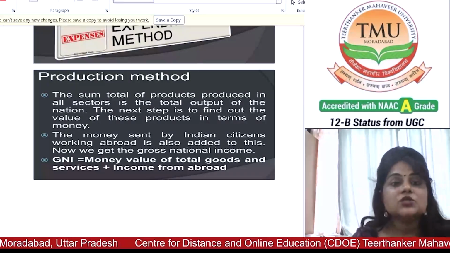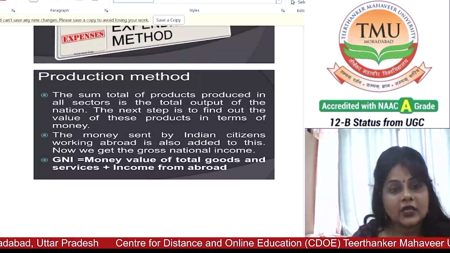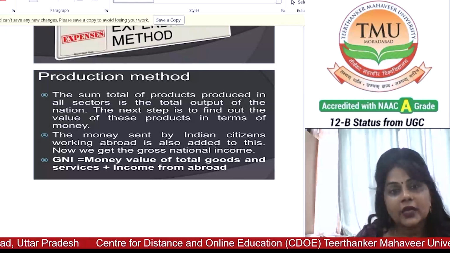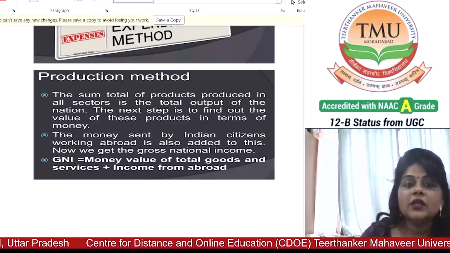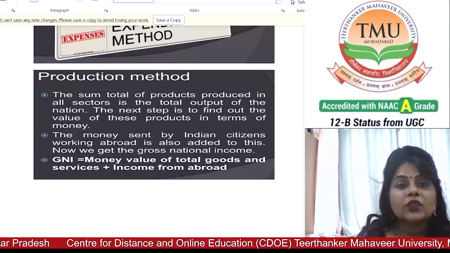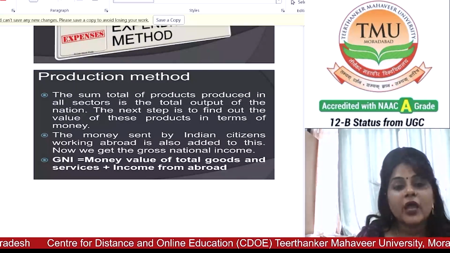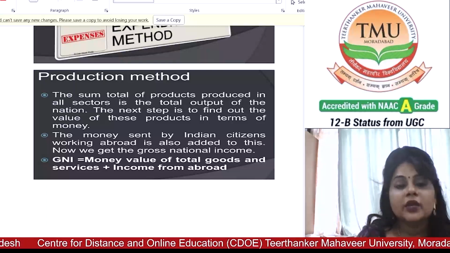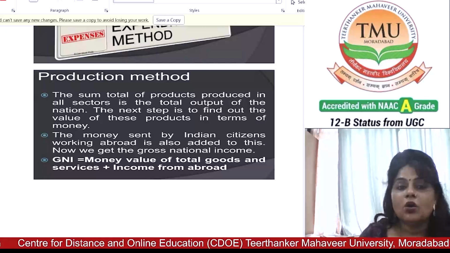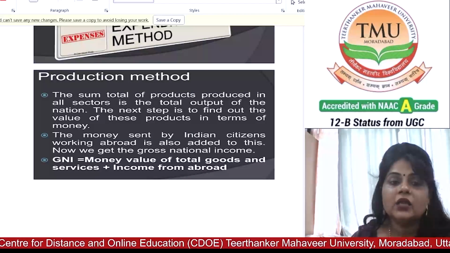So the final step is to calculate net factor income from abroad, NFIA. To get national income, NFIA is added. The NFIA, net factor income from abroad, is added to the domestic income of the country. National income, or NNP, net national product at factor cost, is equal to domestic income, or NDP at factor cost, plus NFIA.